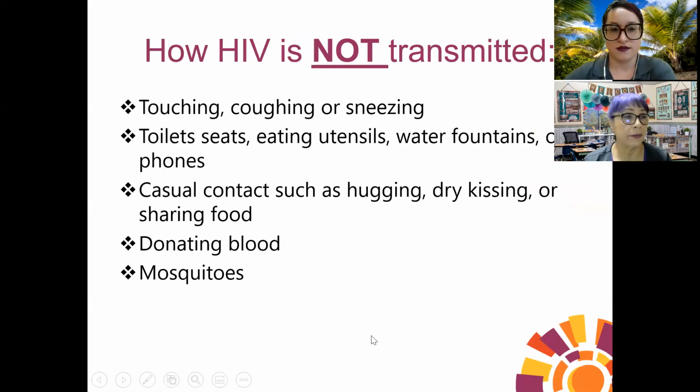Okay, let's look at the next frame. So how is HIV not transmitted? Well, it's not transmitted by touching, coughing, or sneezing on someone. You don't get it from a toilet seat or from eating utensils or from water fountains, or from your phone, because it's not virtual, right? Casual contact such as hugging, dry kissing, sharing food, donating blood, or mosquitoes. A lot of people used to be afraid that they would get it from mosquitoes. Mosquitoes don't give you that. They can give you other things, but not HIV.